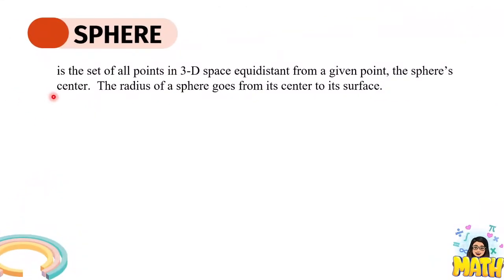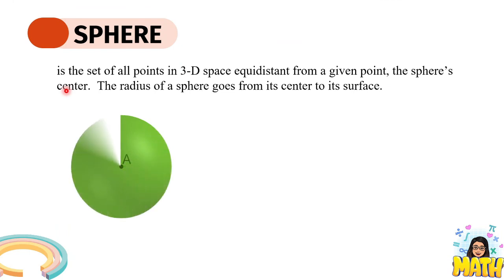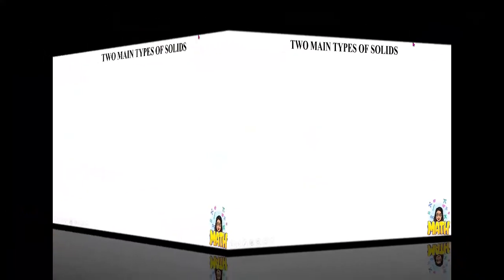The last non-polyhedron is what we call the sphere. It is the set of all points in 3D space equidistant from a given point, the sphere's center. The radius of a sphere goes from its center to its surface. So madali itong ma-imagine. Just like a ball. So here, we only have one surface and there is no base. So that's just the main concept of a sphere.